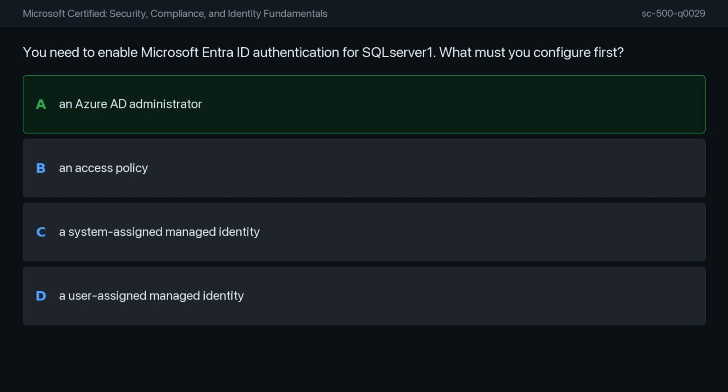Regarding the other options, managed identities, whether system-assigned or user-assigned, are primarily used for resources to authenticate to other services, not for configuring the authentication method for the SQL Server itself. Similarly, access policies serve a different purpose in managing permissions. A helpful exam tip is to remember that for database services, the initial identity link is established through the administrator setting rather than general access controls.